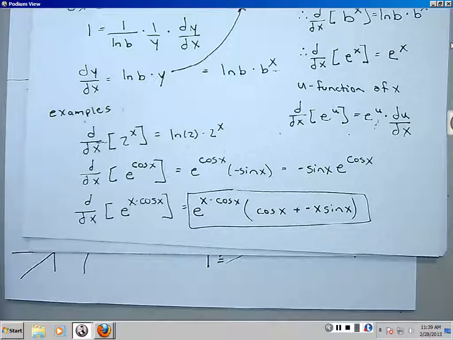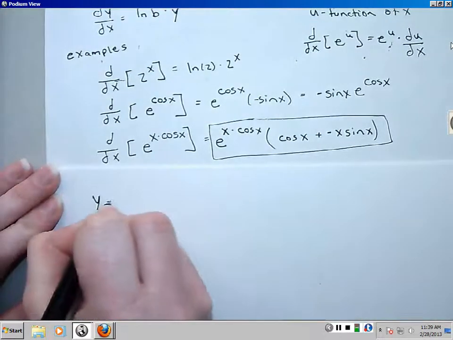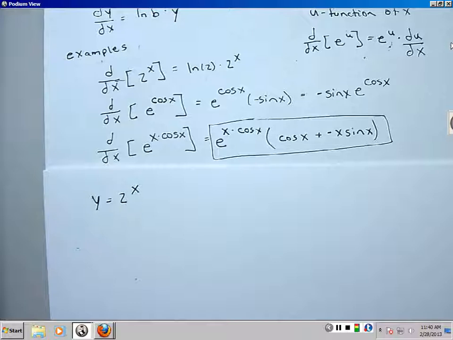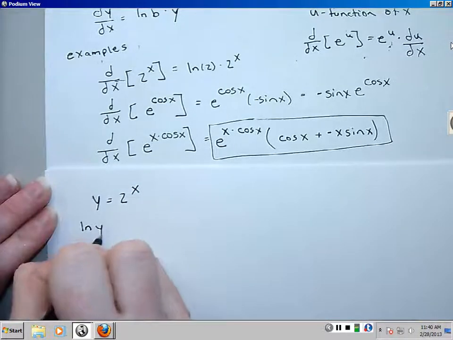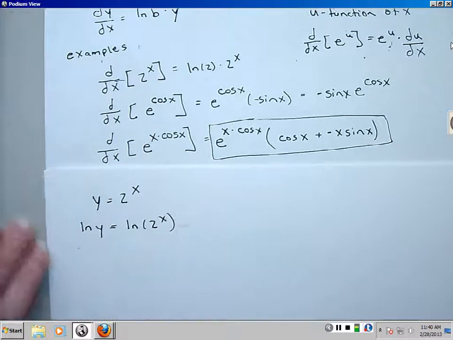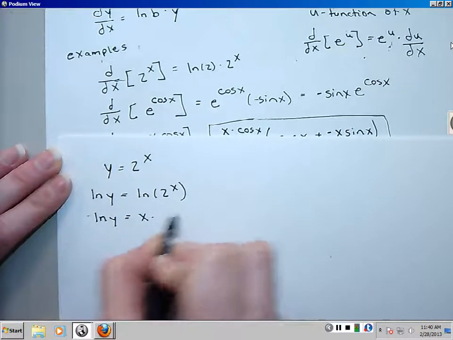Sorry, the fourth example, why do we use the ln? The ln, because of the formula. So let's look at y equals 2 to the x. So let's do logarithmic differentiation. So I have ln of y equals ln of 2 to the x, right? So I can rewrite this as ln of y equals x times ln of 2.